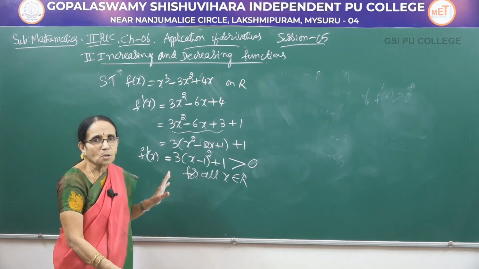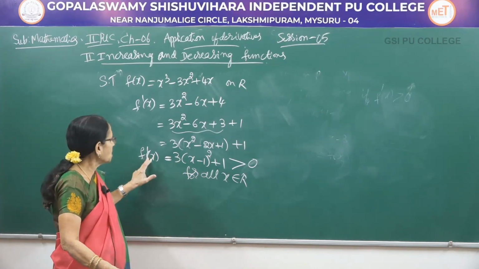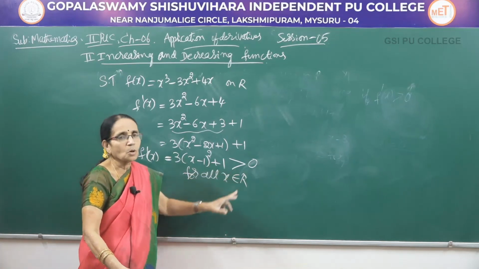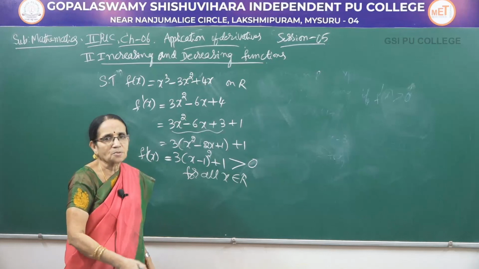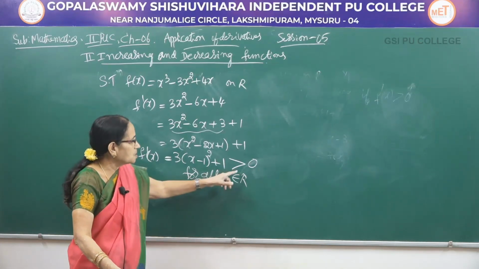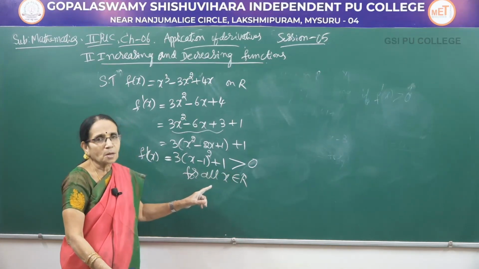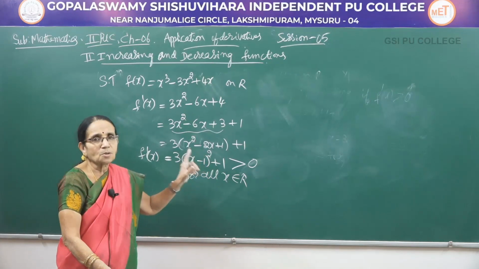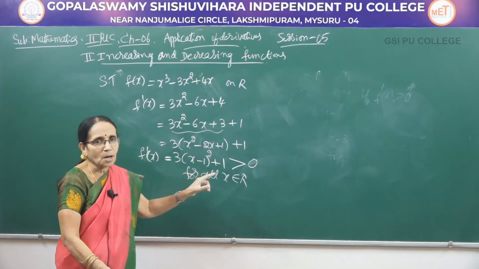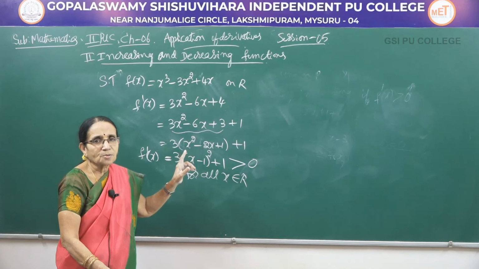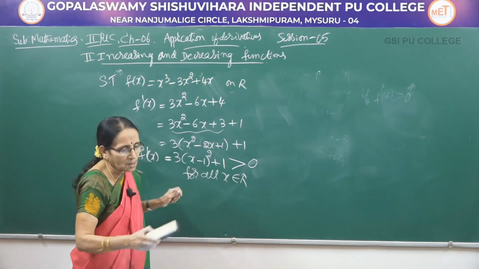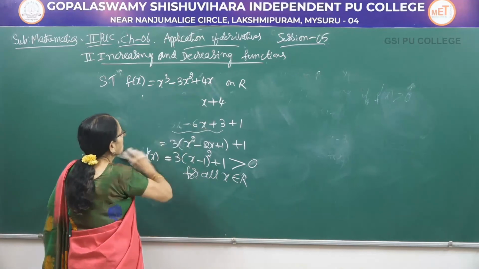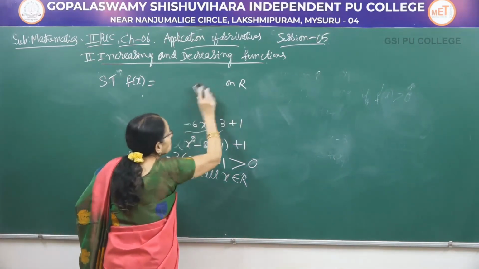So, what can you conclude now? Because f dash x is greater than 0, we need not write the theorem and all, just a standard statement: f dash x is greater than 0 for all x belonging to R. But writing the conclusion is very important. Therefore, you write the function is a strictly increasing function on R, or on the set of the real numbers. So, this is the procedure we adopt.